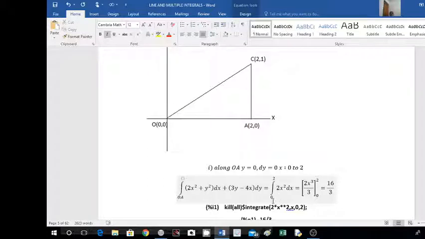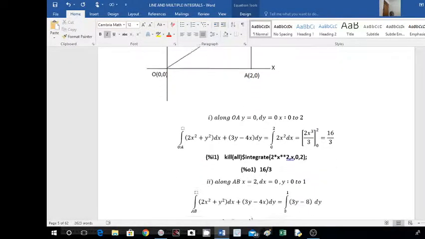So that is the integral from 0 to 2 of 2x square dx, integrating gives 2x cube by 3 between 0 and 2. Substituting the upper limit, 2 cube is 8, 8 into 2 is 16, so 16 by 3. This is our integral along OA. Then I have to add the integrals. Next, for the second one, along AC.